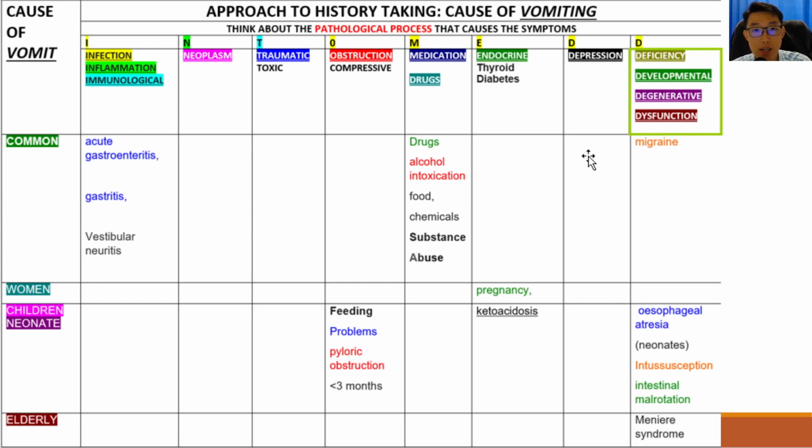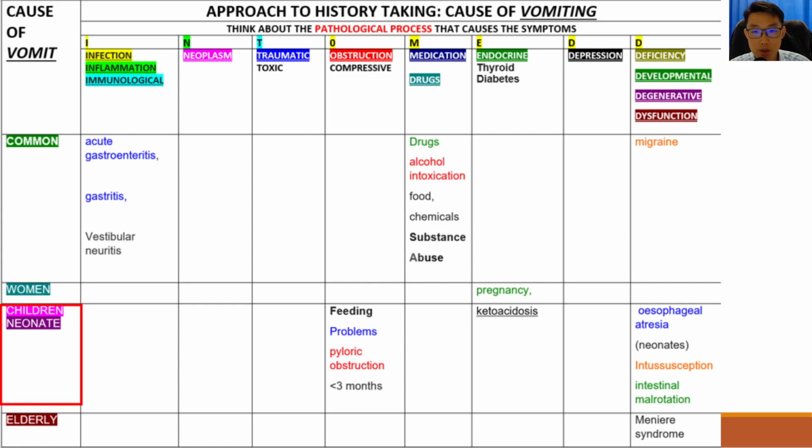Next, we have migraine as another cause. Migraine is very common in the general population, more so in women than in men. It usually presents with vomiting associated with one-sided throbbing headache, as well as light and sound sensitivity. Next, we have pregnancy as a cause of vomiting too. As the saying goes, a woman is always pregnant until proven otherwise when they present with vomiting. So this is a very important differential.